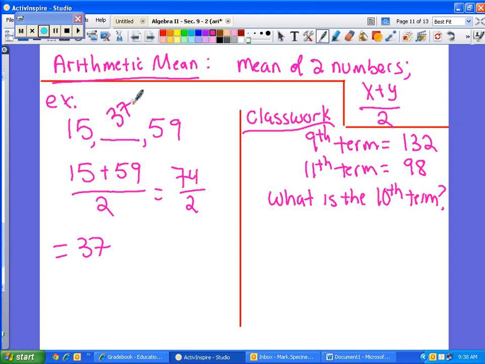The answer is 37. So you can only do that when 1 term is missing. Right. When you have more than 1 term missing, then you have to go to the formula that we worked on Friday. Okay, does anybody have any questions about this?